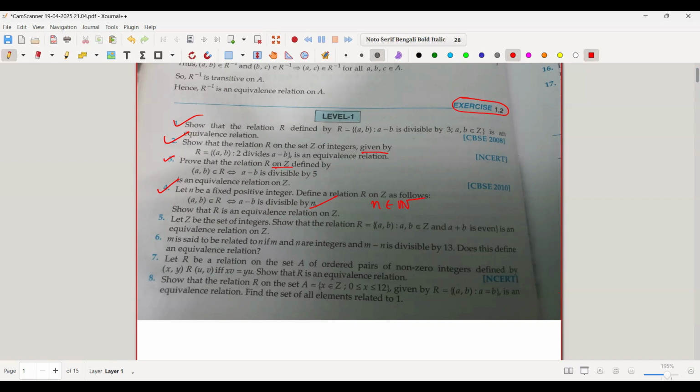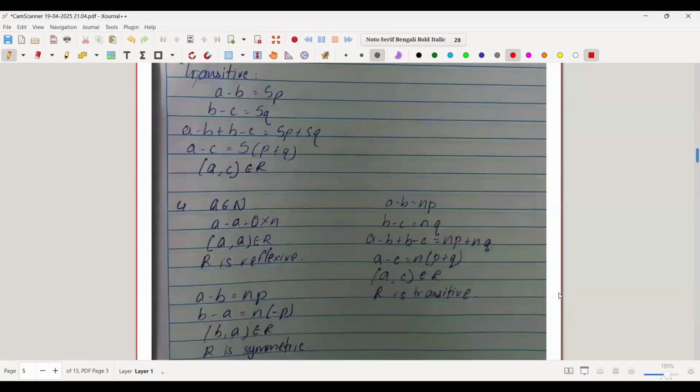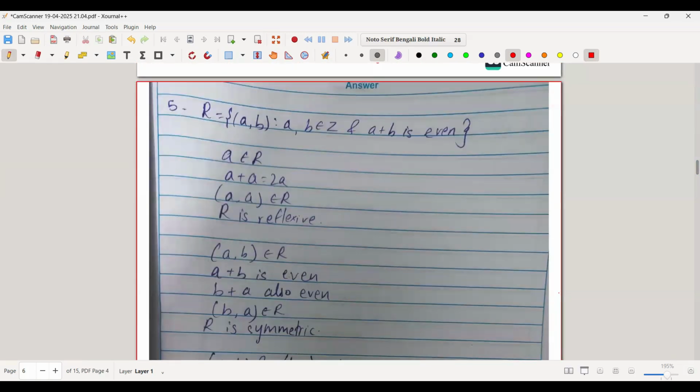Question 5: let Z be the set of integers. Show that the relation R equal to (a, b) such that a, b belongs to Z and a plus b is even is an equivalence relation on Z. So I will check this. Question number 5. R equal to (a, b) such that a, b belongs to Z and a plus b is even.